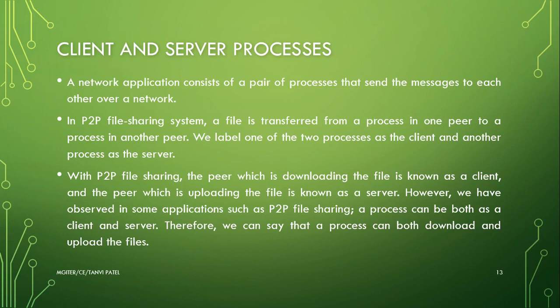Next, client server process. A network application consists of a pair of processes that send messages to each other over a network. In a peer-to-peer file sharing system, a file is transferred from a process in one peer to a process in another peer, meaning it can be sent from one end user to another end user. We label one of the two processes as the client and the other process as the server. With peer-to-peer file sharing, the peer which is downloading the file is known as a client and the peer which is uploading the file is known as a server.